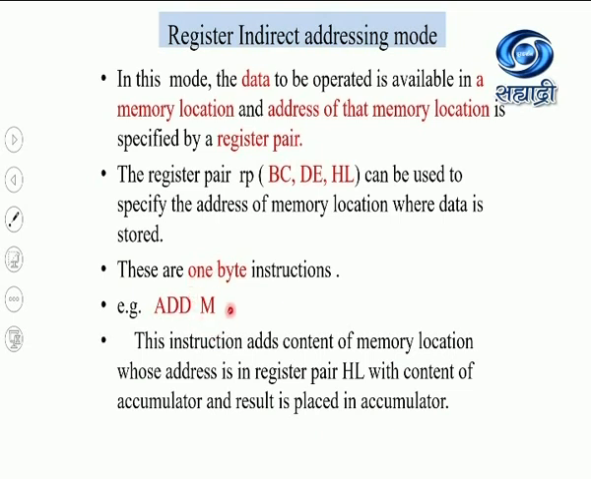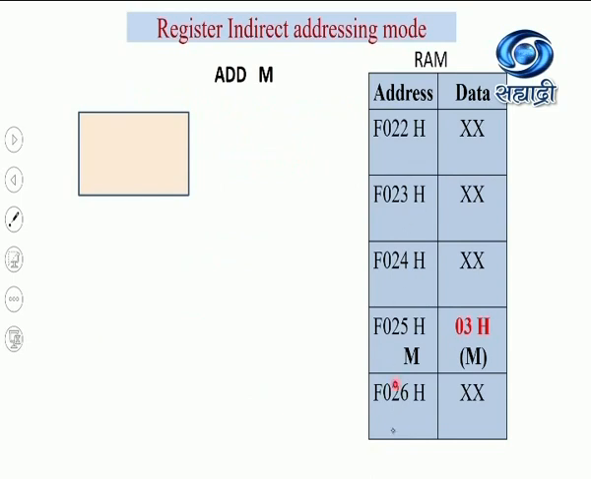So here M is a very specific notation. M is a memory location in user RAM whose address is stored in register pair HL. In the 8085 microprocessor, register pair HL is a default memory pointer. So here RAM location is there, RAM addresses and data is there.